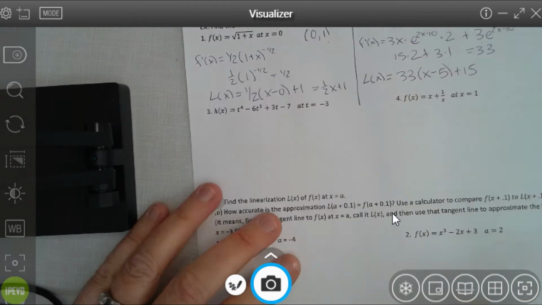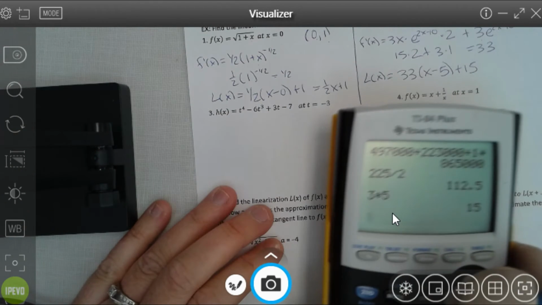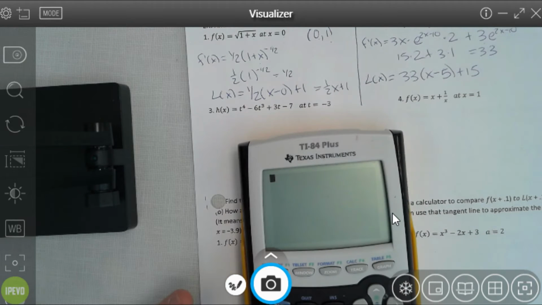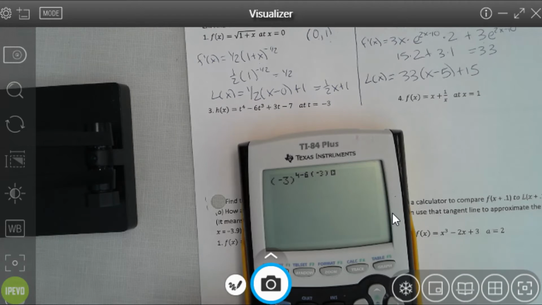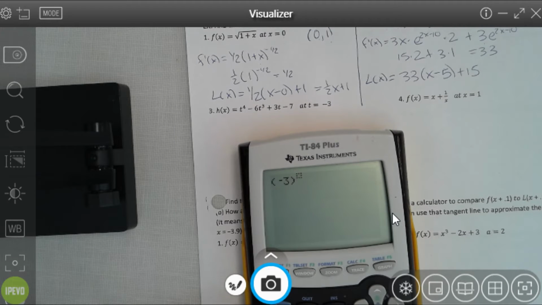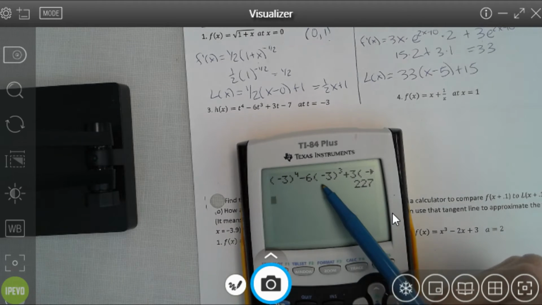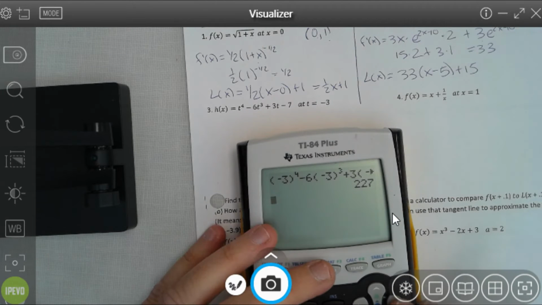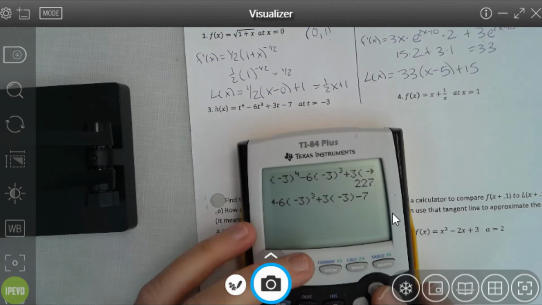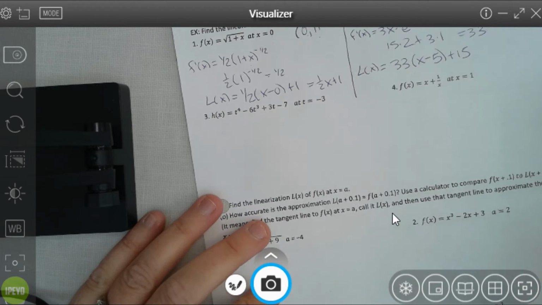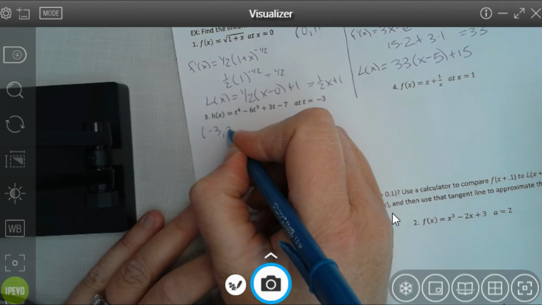Okay. Down here, let me plug in my -3 into my calculator real quick. So -3. Oh, I hate this. So -3, 4, -6, 3. Okay. So I believe it's 227. As long as I didn't make a mistake somewhere. So my point is (-3, 227).